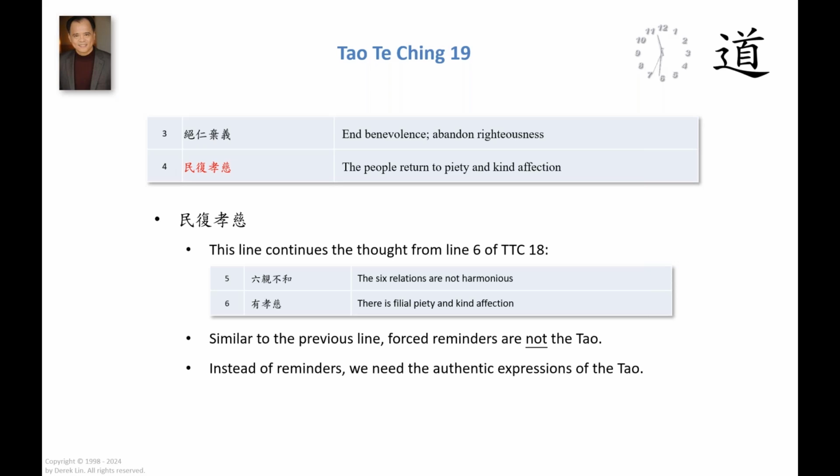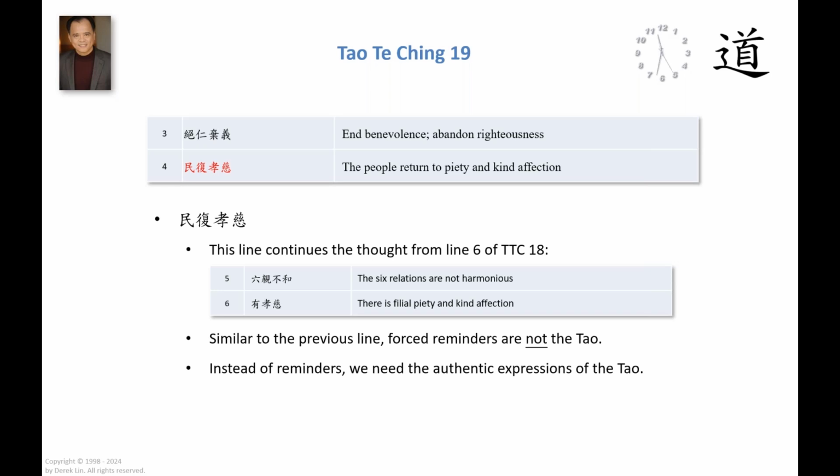What Laozi is suggesting here is that everybody has a natural capacity for real love and respect, piety and kind affection. People are basically good and decent. People naturally want to be kind and compassionate and helpful. So this is a dichotomy. On the one hand, it's about being good because you're told to be good. On the other hand, what the Tao is about is being good because you naturally want to be good and it makes you feel great.